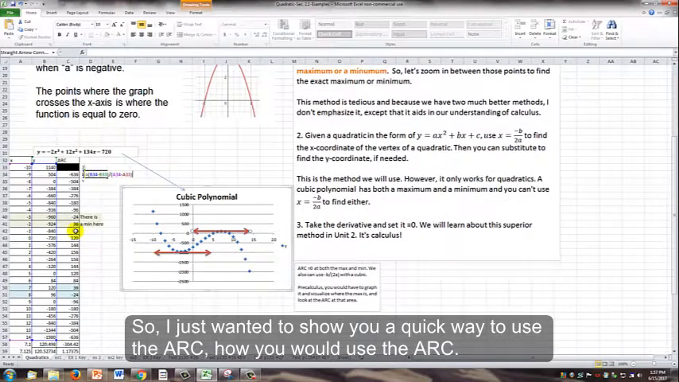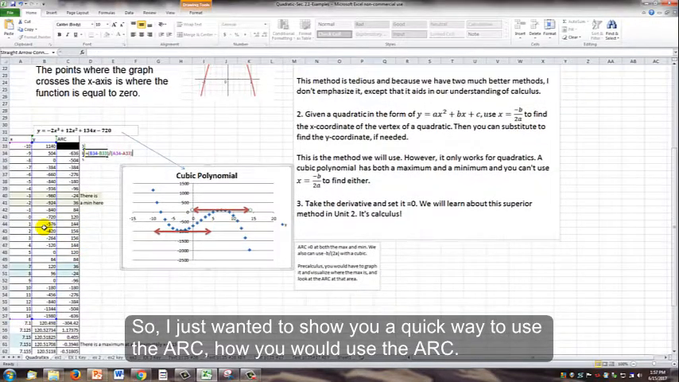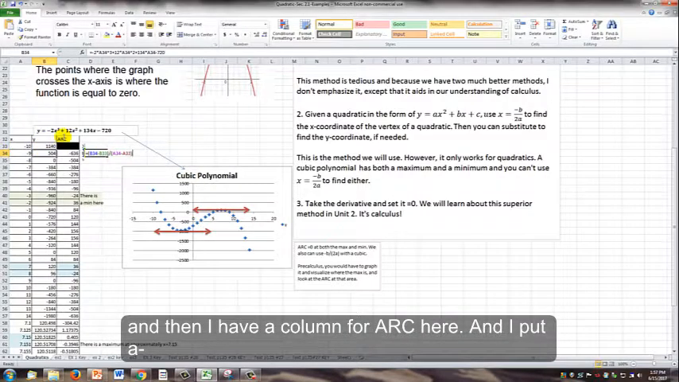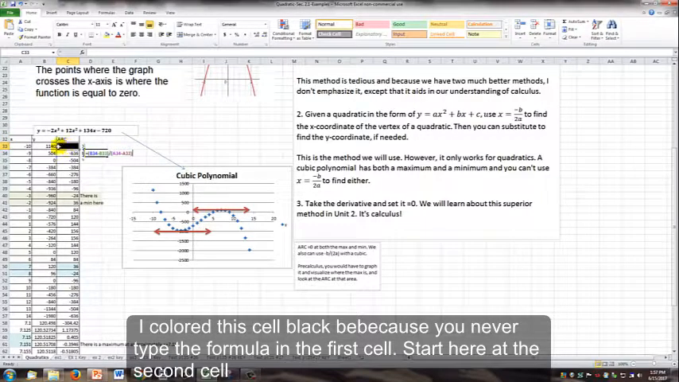So I just wanted to show you a quick way to use the arc, how you would use the arc. So I set a domain from negative 10 to 14, and I typed in my cubic function right here. And then I have a column for arc here, and I colored this cell black because you never type the formula in the first cell.